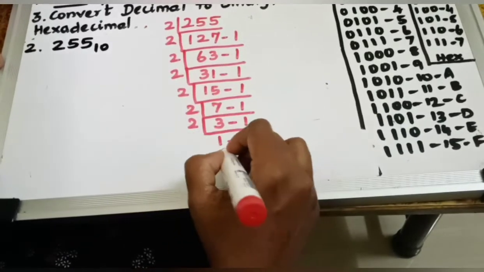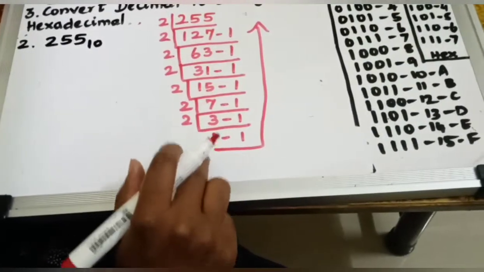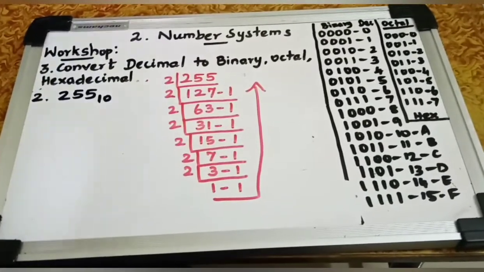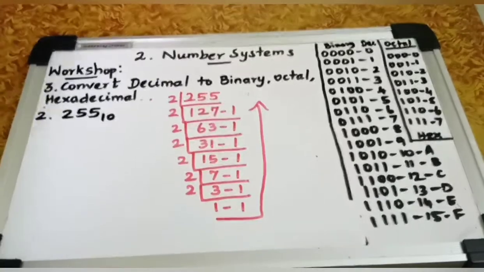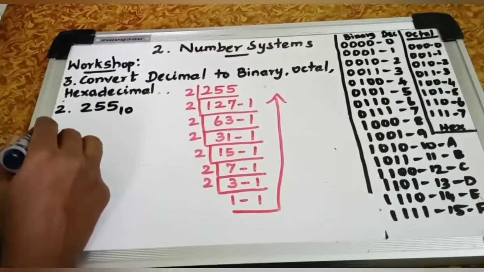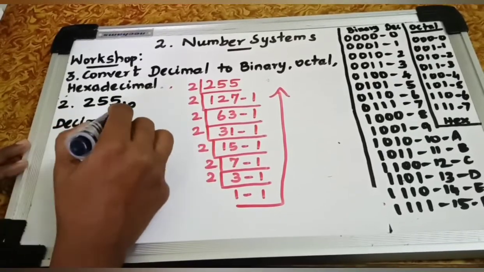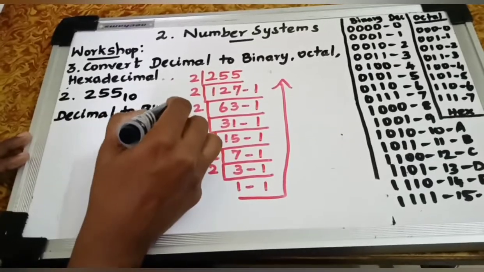And how to write this? Bottom to top. That means from the last remainder value to the first remainder value. The answer is all the values combined together, from the last remainder value to the first remainder value. So what is decimal to binary? What is the answer? All are 1.